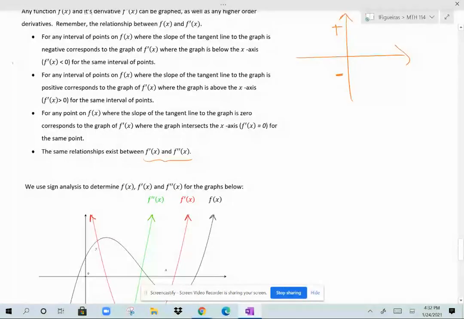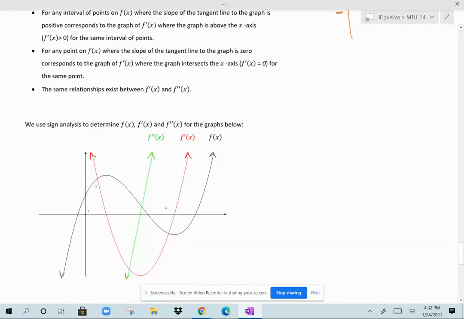So this is a sign analysis of 3 functions: the original function, the first derivative, and the second. Okay, the original function is in black, the first derivative is in red, and the second derivative is in green. Okay, so notice that when I am on the black curve, the function, any graph to the right of this point here, let's call that point A, and let's call this one here point B. So A and B.